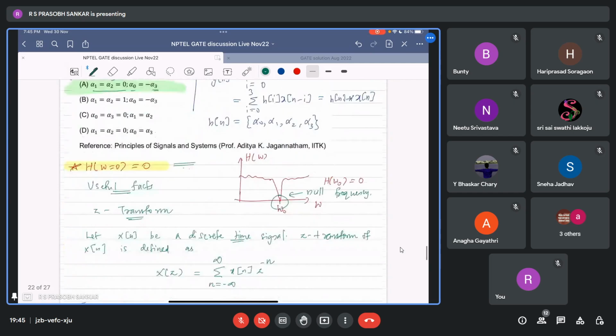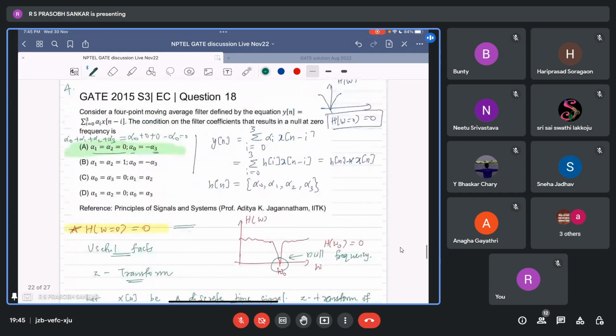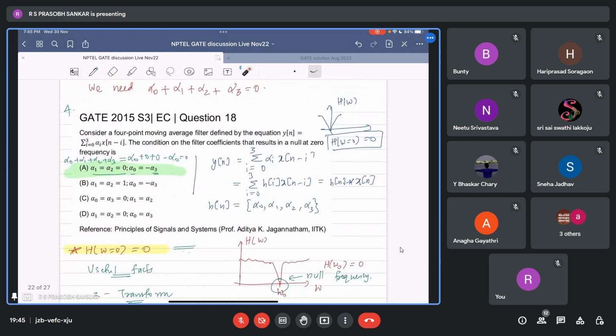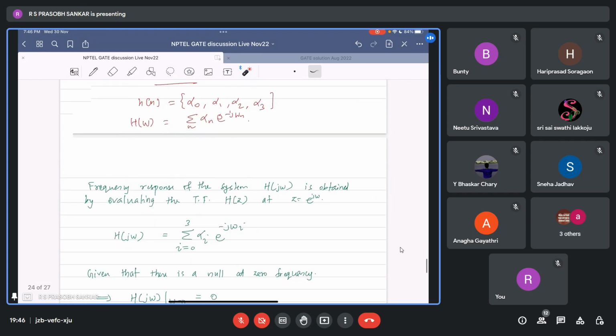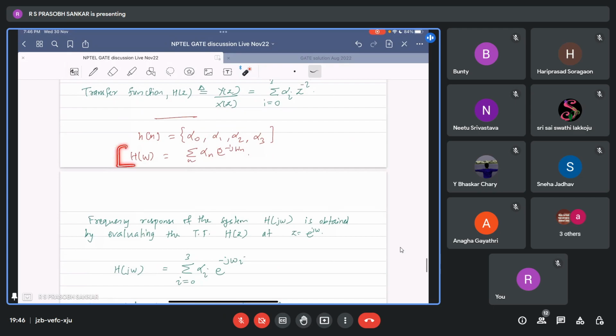That means the correct answer is option A. Is that fine? Any doubt? So what we did is not much complicated. In this question, it is given how the input and output are related. Now this y of n expression we can write like h of n convolution x of n, where h of n is given by alpha naught, alpha 1, alpha 2, and alpha 3. Once we know h of n, we can easily compute h of omega like this.